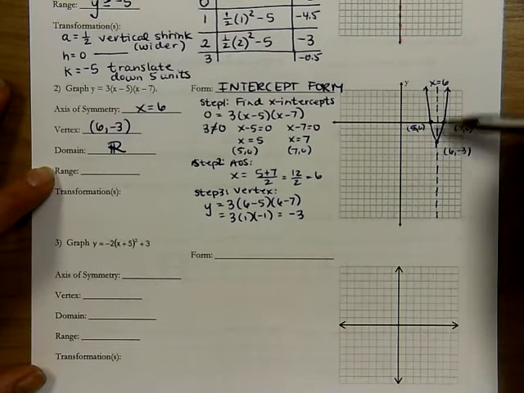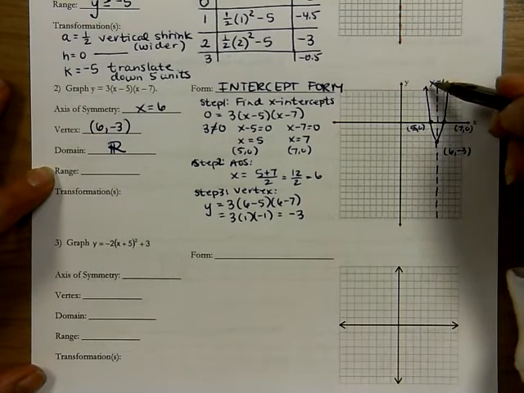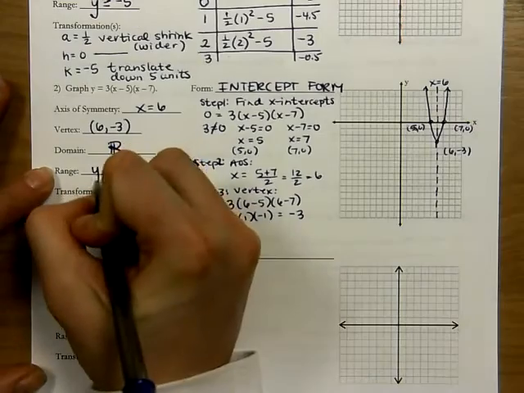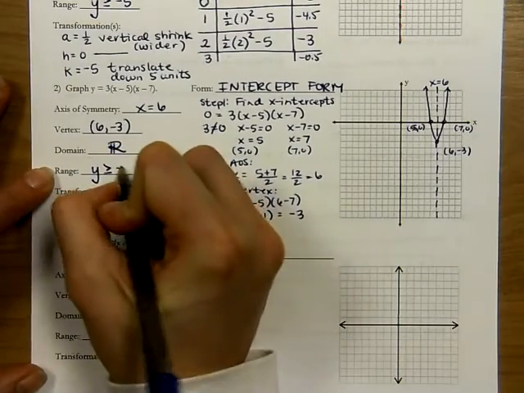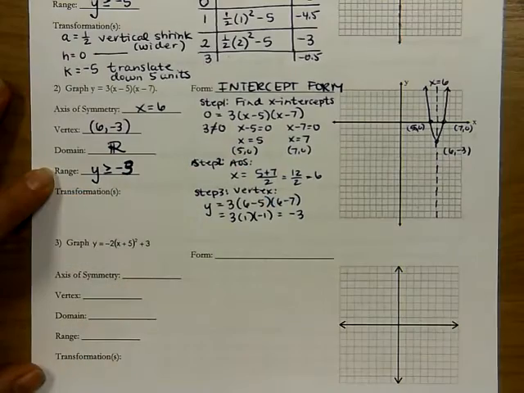That minimum value occurs at the vertex, and we see that the y values go all the way down to -3, or they're anything above -3. So here, the range is y is greater than or equal to, not -5, -3.